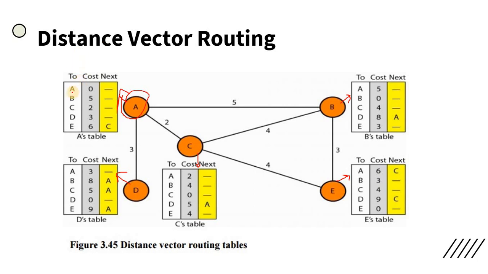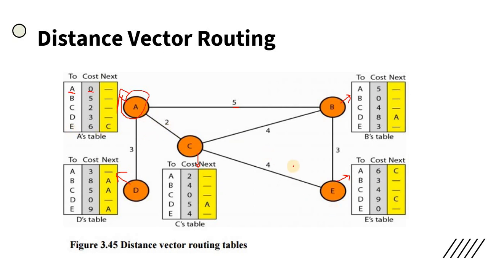So here the distance from node A to node A is 0. Distance from node A to B is 5. Distance from node A to C is 2. A from D is 3, and A from E, there is no direct path.